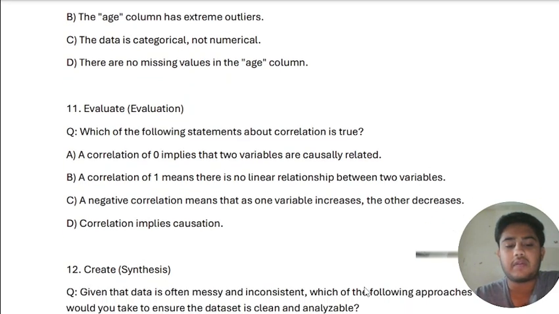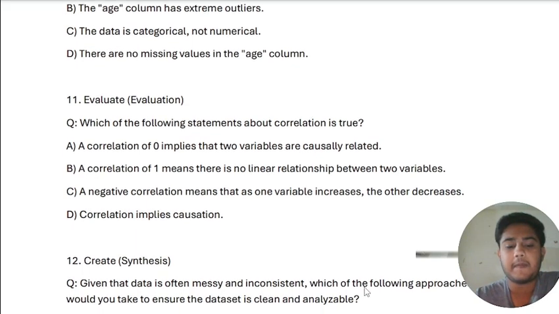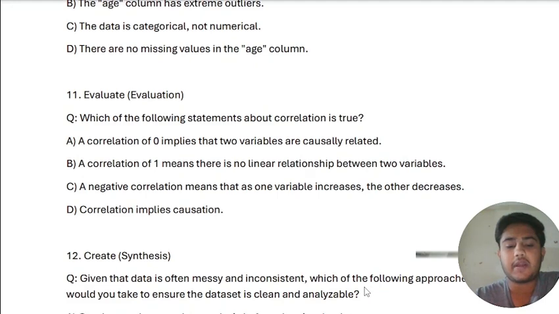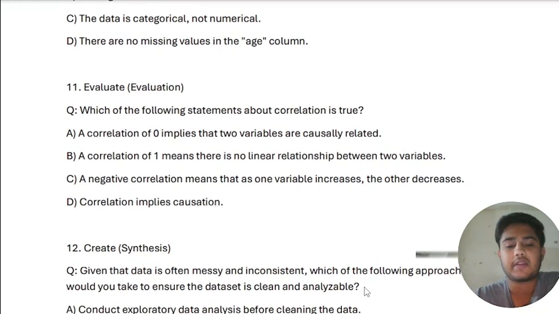Next question is, which of the following statements about correlation is true? So the answer is option number C. A negative correlation means that as one variable increases, the other decreases.